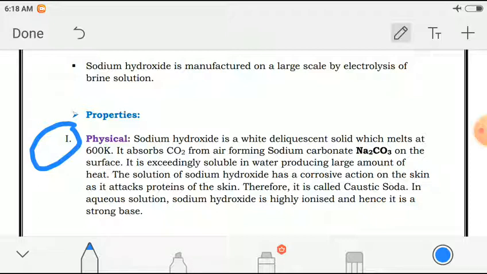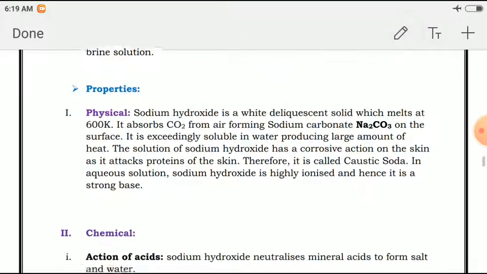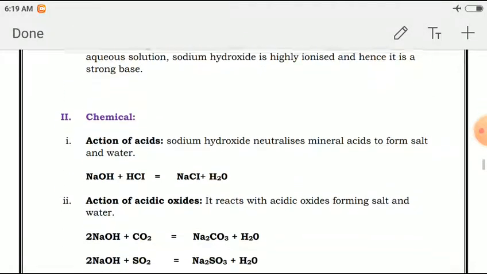The solution of sodium hydroxide has a corrosive action on the skin as it attacks protein of the skin. Therefore, it is called caustic soda. In aqueous solution, sodium hydroxide is highly ionized and hence it is a strong base. So these are the physical properties of sodium hydroxide. Now we will see chemical properties.